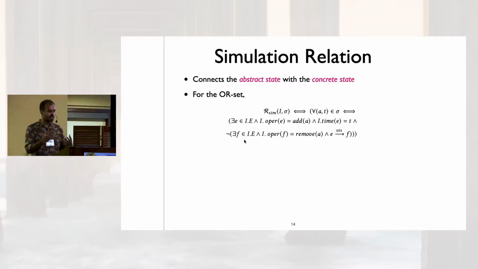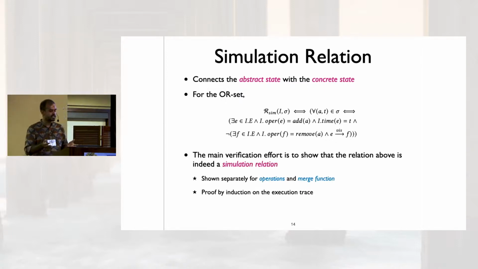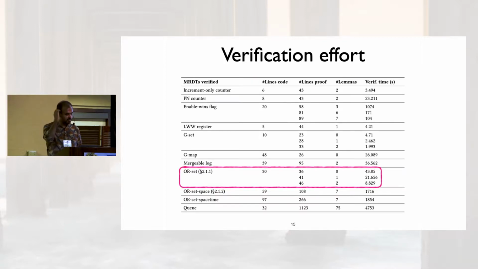As your data structures and implementations get complicated, the simulation relation also tends to get complicated. The main proof burden here is that you have to actually show that this relation is a simulation relation. So this is proof by induction on the execution trace. And we have to show this separately for operations and the merge function. Right? And using this technique, we've proved a number of MRDTs. So what I've highlighted is the OR set MRDT. And I present the verification time and the verification effort.